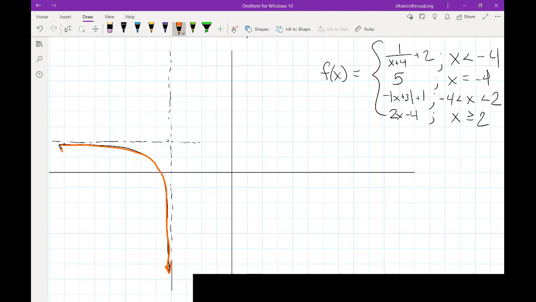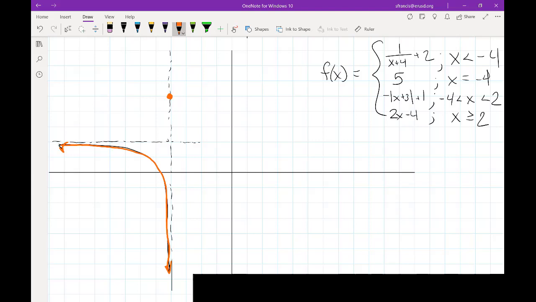Not bad in red still. I'm not going to try to delete the black part. It's good enough just like that. The next piece is a single point, ladies and gentlemen. It's only got one x value. It says the output is 5 when the input is negative 4. So that second piece is a single point, negative 4, 5. So here's negative 4, 1, 2, 3, 4, 5. So it's a single point at negative 4, 5.